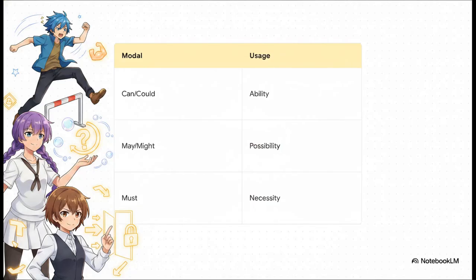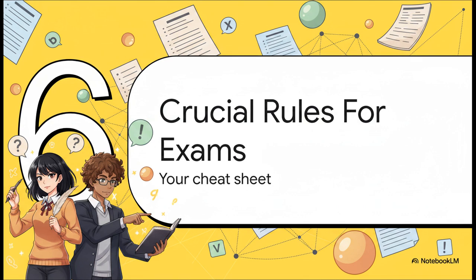And let's see how this builds when we look at modals. Modals are a special type of auxiliary verb that actually injects mood or attitude right into the sentence. Can or could shows ability. May or might indicates possibility. Must or have to dictates a strict necessity or compulsion. Basically, they dictate the subject's likelihood and obligation. They set the tone. Finally, Section 6, Crucial Rules for Exams, your ultimate error-spotting cheat sheet.